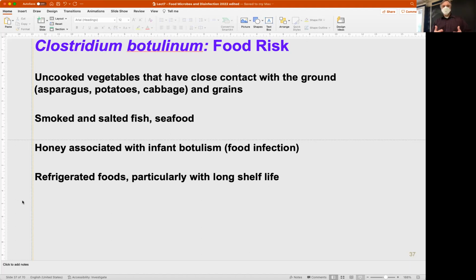If you have smoked or salted fish, seafood, that's also a concern. Honey is also associated with infant botulism. This is why typically we do not recommend feeding honey to a baby, because babies do not have a developed immune system, and they can get an infection from honey. So stay away from feeding babies honey. Refrigerated foods with a long shelf life are also a food risk.